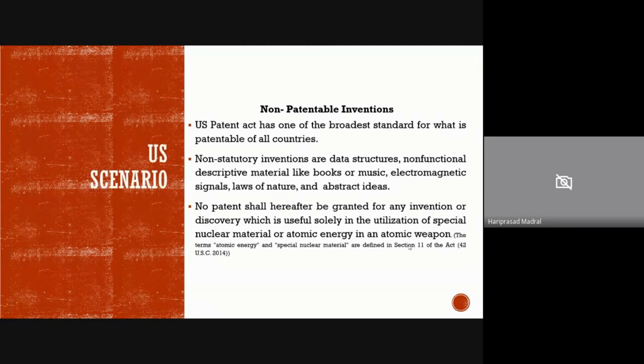Now we'll see non-patentable inventions. What are non-patentable inventions in the United States scenario? We are talking about the United States scenario, which is considered to be the broadest of all. The patent laws are drafted in such a way that they are broader. They cover a lot of ground, a lot of areas of invention or research, in order to protect a lot of ideas. United States patent laws are drafted very broadly.